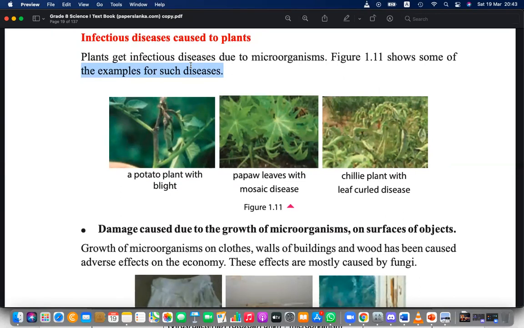But a lot of microorganism issues are there with these plants. It can damage the entire plant. It can reduce the crops, right? It can even poison the food. When you take such food, it can poison the inside of the stomach and do a lot of damage to us even. So therefore, we need to be aware of these things.